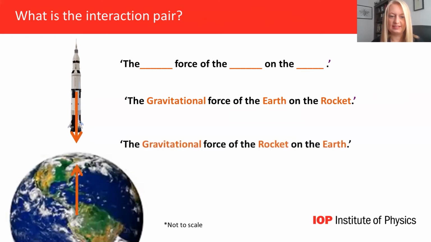If we do that in this situation, we can see now that we have the gravitational force of the rocket on the Earth. We've got object A, which is the rocket, and object B, which is the Earth, and the type of force, that gravitational force, is the same in both situations. And of course, let's not forget that those forces should be equal in magnitude as well and acting in opposite directions.